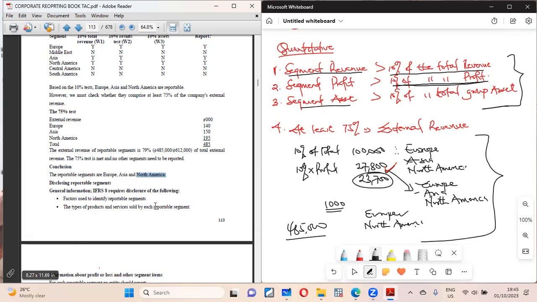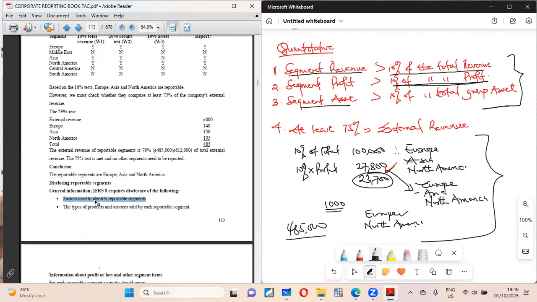The general information that you are going to disclose is the factors used to identify the operating segment. Did you use quantitative or qualitative? You need to disclose it. When you use the quantitative, which measure did you use to select them? Did you use greater than 10% of revenue, or greater than 10% of profit, or greater than 10% of asset, and the 75% test? So you have to disclose the process you use.